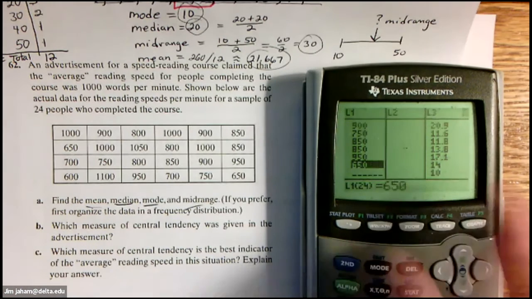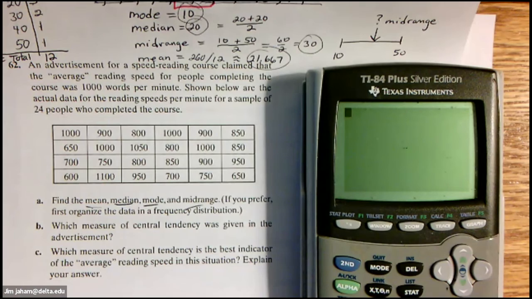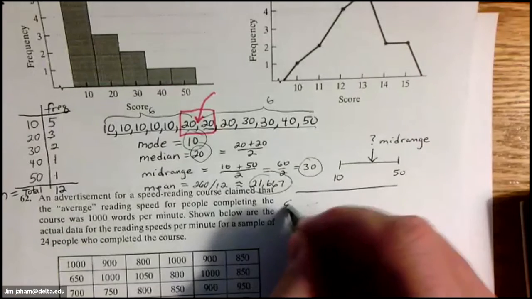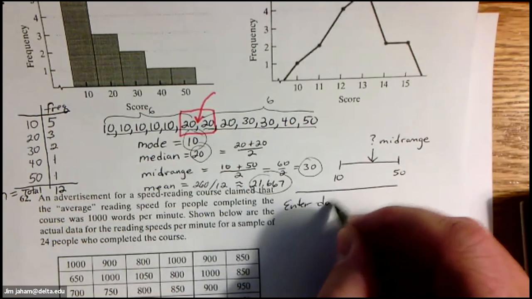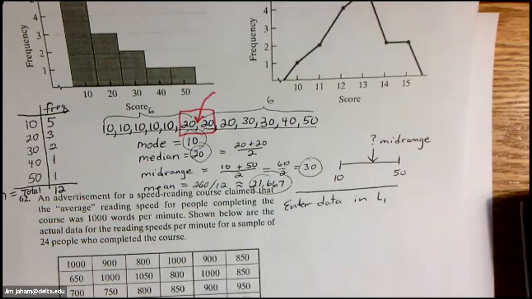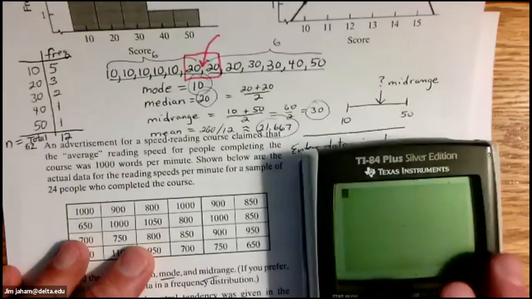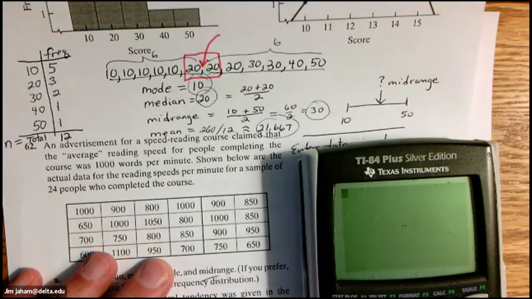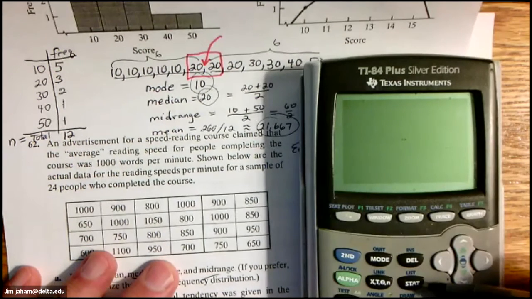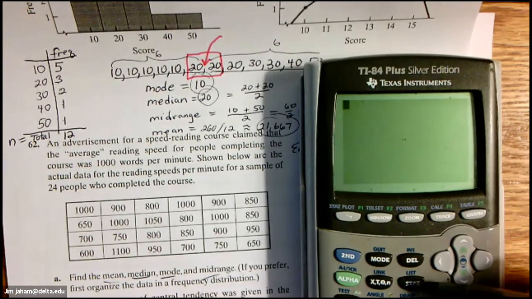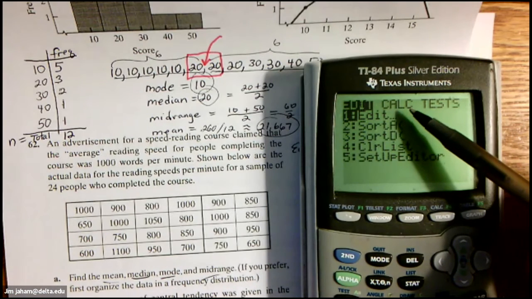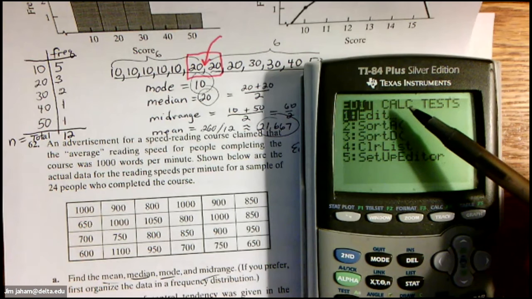So I'm going to do a couple of things here. I've got all those data values sitting in L1, and that's the first thing you want to do. So enter the data in L1. And then we're going to ask the calculator to calculate as many of these as we can. And so in the stat menu here, a lot of the stuff we do with statistics originates from this menu. We're going to hit that. And then we want to calculate something. In this case, we want to calculate the mean, median, and anything else it'll give us.